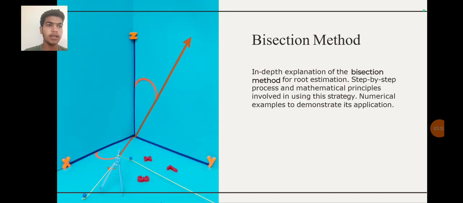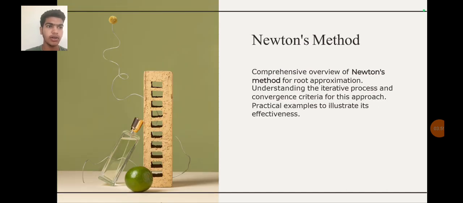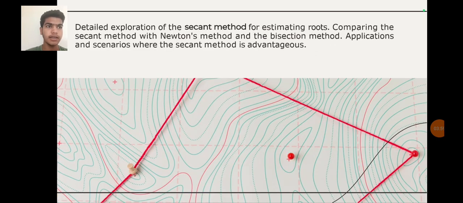So two methods, the bisection method and Newton's method, we have seen. The third method which we will be dealing with is the detailed explanation of the secant method for estimating roots. Comparing the secant method with Newton's method and the bisection method. Applications and scenarios where the secant method is advantageous. While comparing Newton's method and secant method, there are some comparisons and scenarios where each has advantages, so we'll be looking into that.